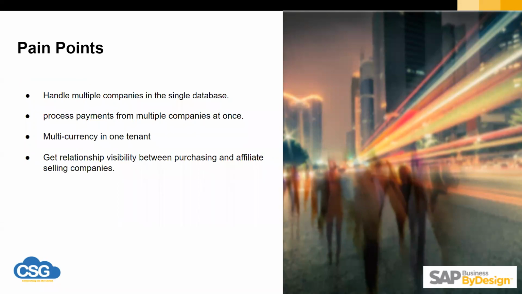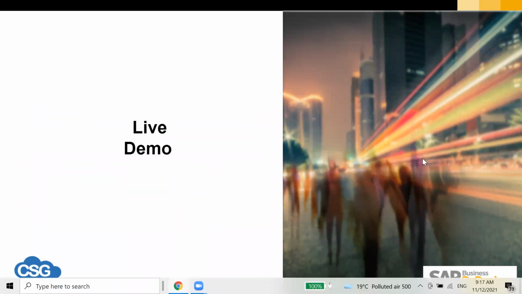Also, the intercompany process is not easy to handle, so there are pain points. First is how to handle multiple companies in a single ERP database. The second pain point could be processing payments from multiple companies at once. Then there might be multi-currency handling in one tenant. Then how we can get the relationship visibility between the purchasing and affiliate selling companies. If we want to see that relationship in ByD, we have the document flow, where we can see how the visibility shows. All right, now I'll show you the system and the live demo.